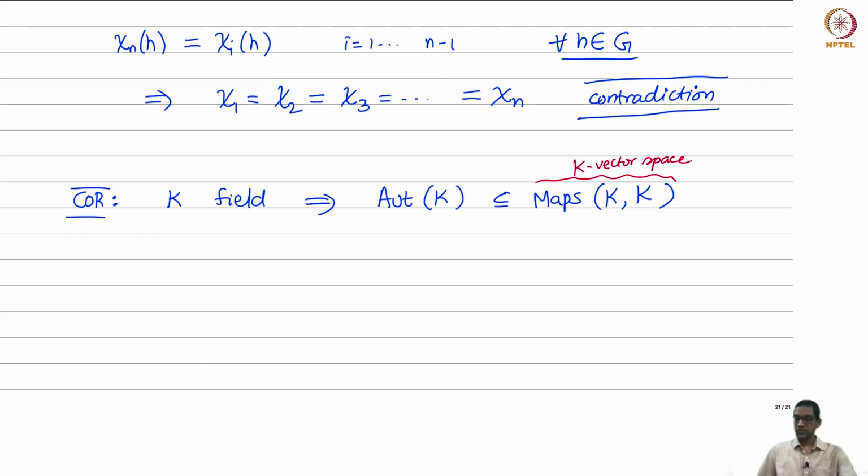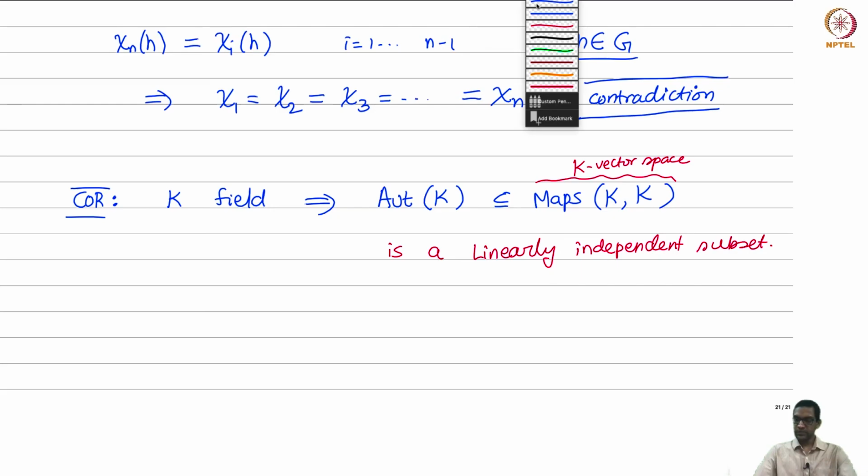So the set of automorphisms is not a subspace, it's a subset of the K vector space, and the claim is that this is a linearly independent subset of this K vector space. So it's linearly independent over K. K is the only field here really. So we claim that the set of all automorphisms is a linearly independent set. And the proof is rather easy. It just follows from the previous theorem that we have already shown.